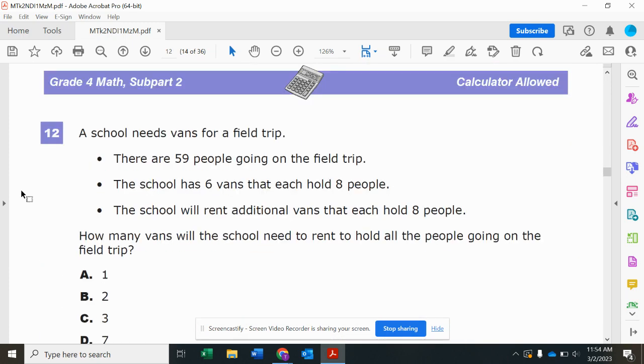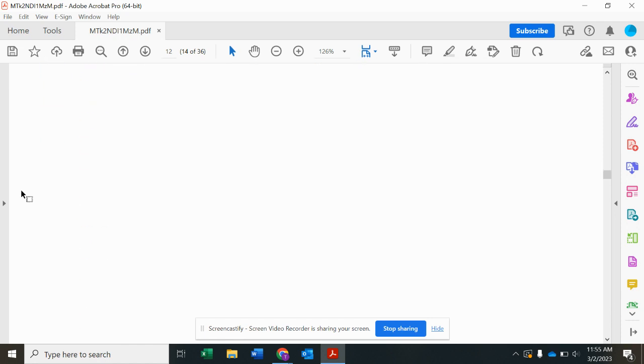Question 12. A school needs vans for a field trip. There are 59 people going on the field trip. The school has 6 vans that each hold 8 people. The school will rent additional vans that each hold 8 people. How many vans will the school need to rent to hold all the people going on the field trip?